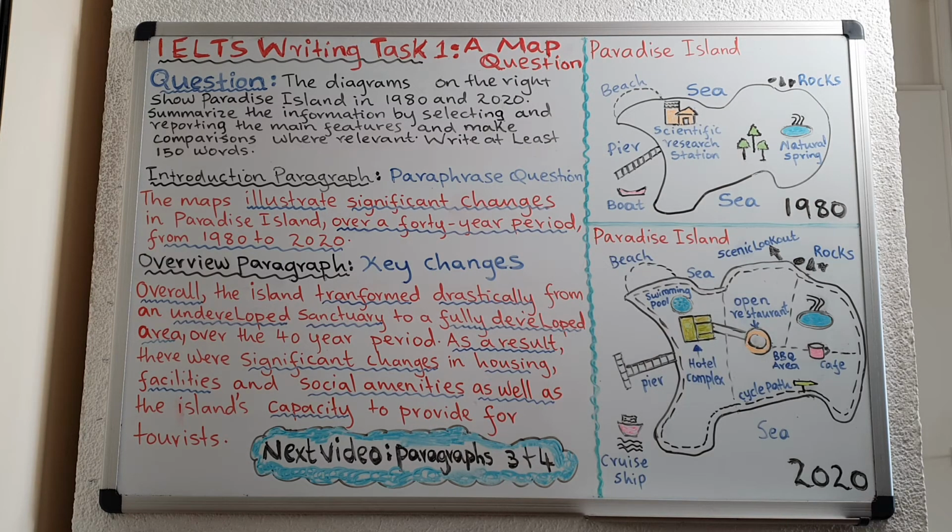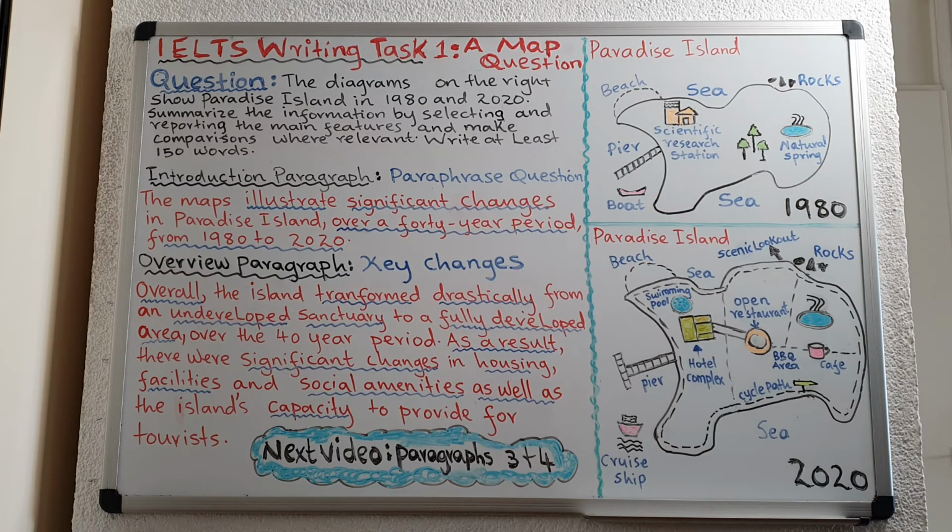And as you can see, the introductory paragraph is just one sentence. Once you have written that, then move on to the second paragraph and write the overview paragraph. Now, what should you write in the overview paragraph? In the overview paragraph, you're really just expected to describe what you consider to be the major changes over time.